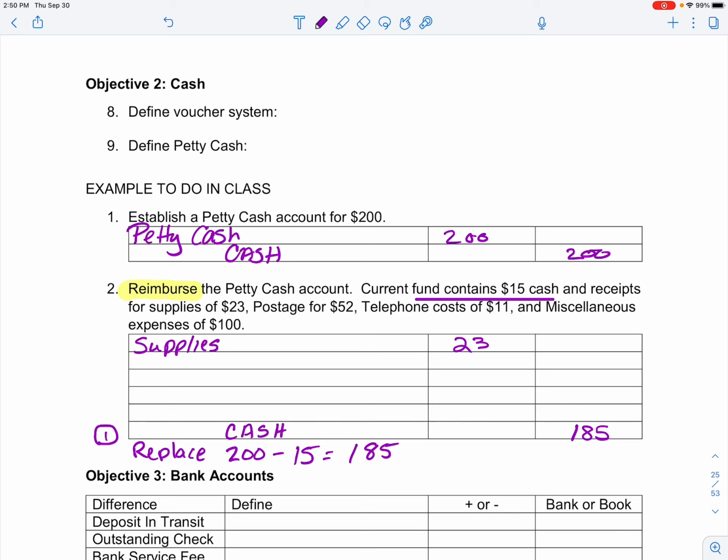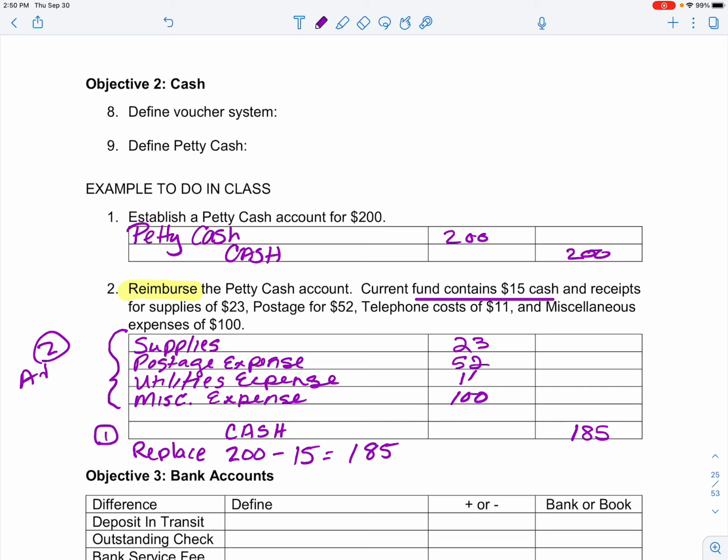We had supplies of $23. We said some postage we paid. That'd be a postage expense, $52. Some telephone charges, that would be utilities. Some other miscellaneous expenses happened that were $100. And the next thing we're going to do, step 2, is to add our expenses. Now you can see this comes to $186.